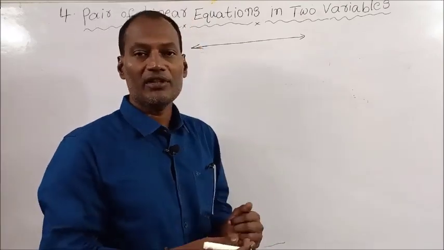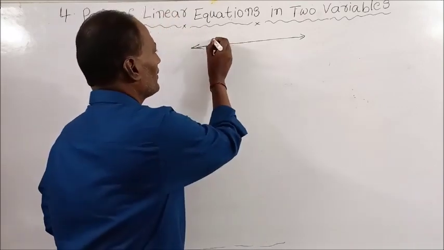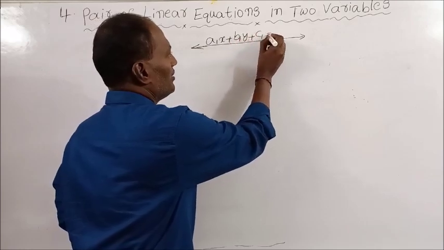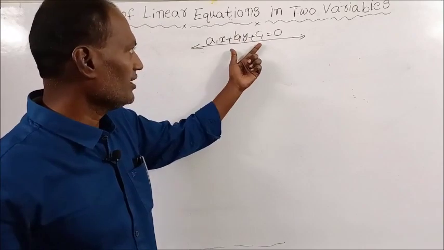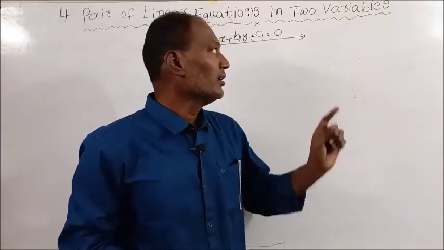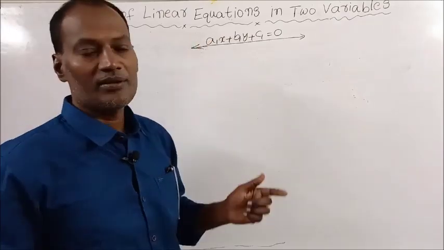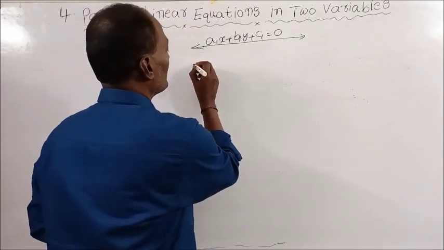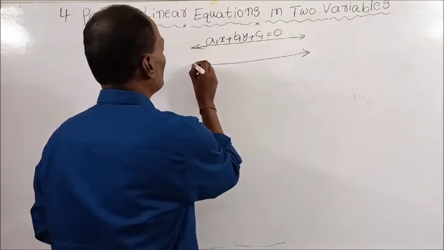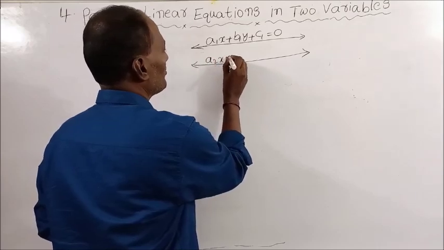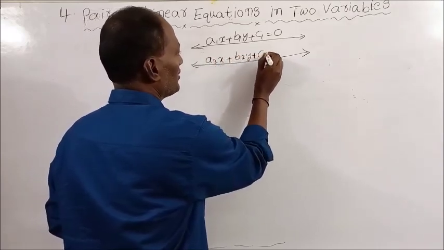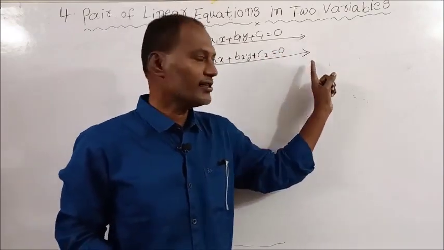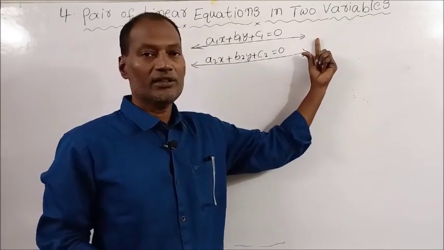It is in the form of a1x plus b1y plus c1 is equal to 0. This is one linear equation. Here is a pair of linear equations. Pair means two linear equations. This is another equation, a2x plus b2y plus c2 is equal to 0. This is one linear equation, this is the second linear equation. Two linear equations in two variables.